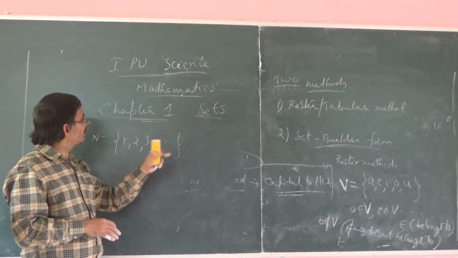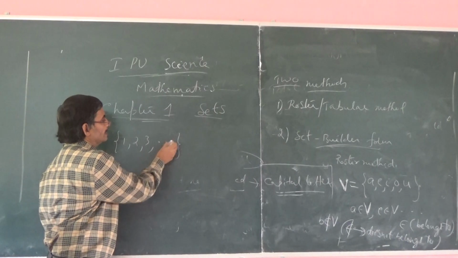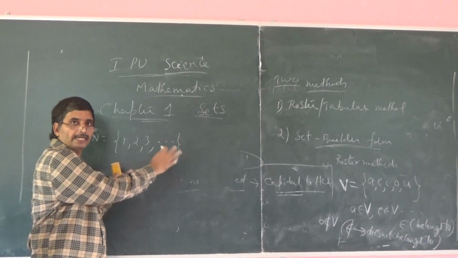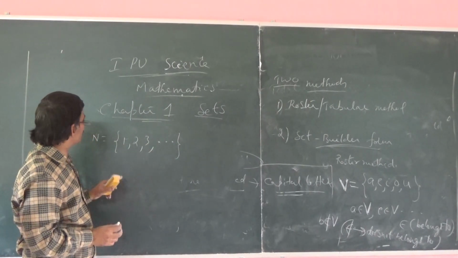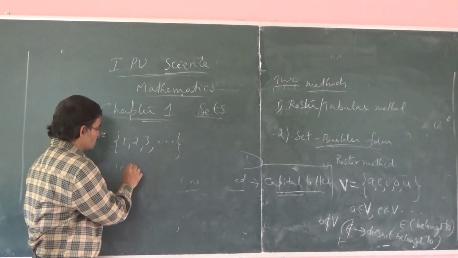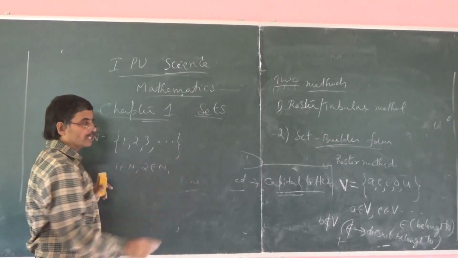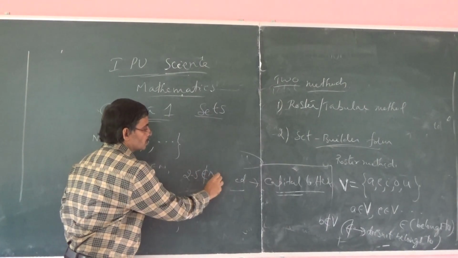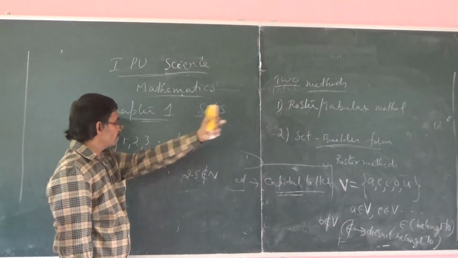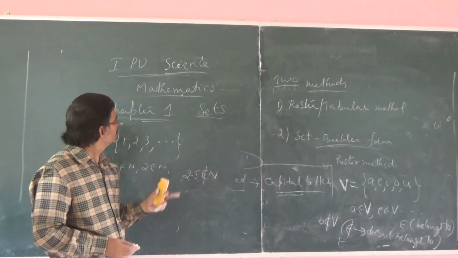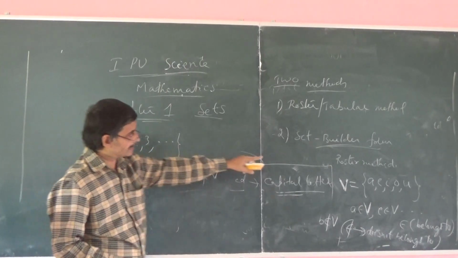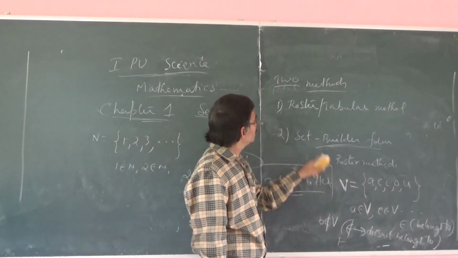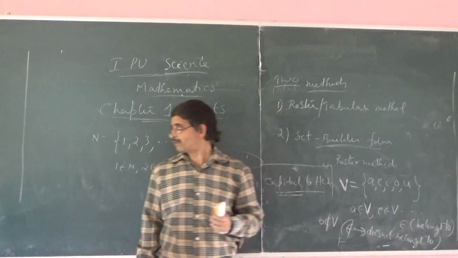We can't keep on writing, so we just write three dots indicating that there are infinite number of values. There is no end. So here 1 belongs to N, 2 belongs to N, 3 belongs to N, and so on. What about 2.5? 2.5 does not belong to N. So this is how it is done using roster or tabular form.